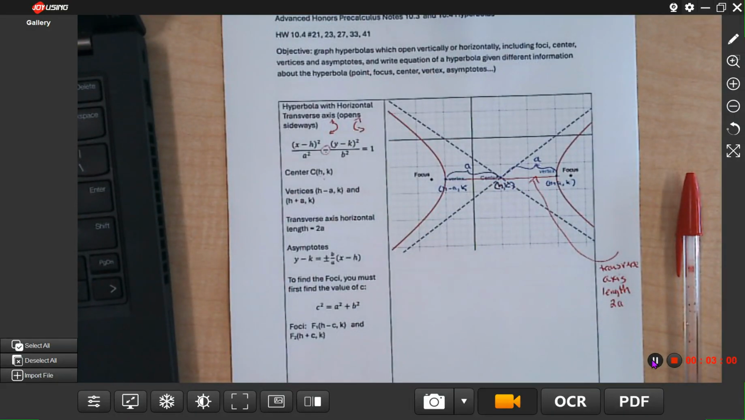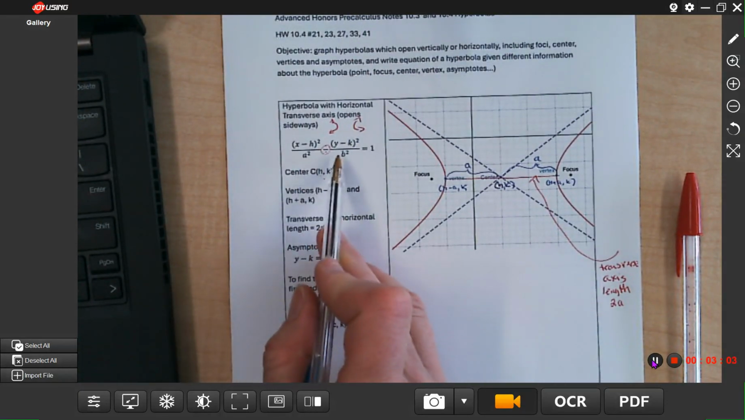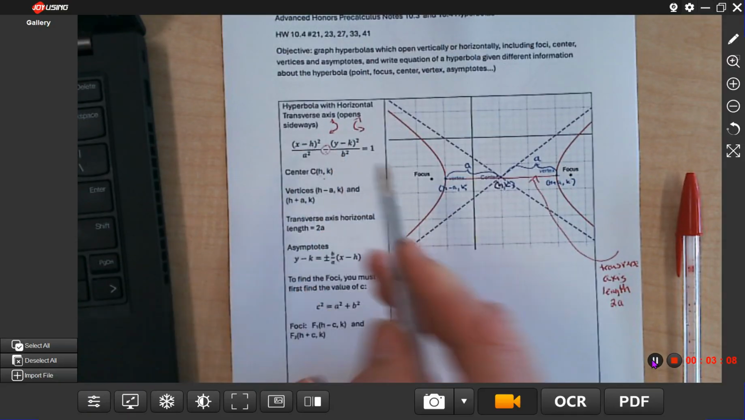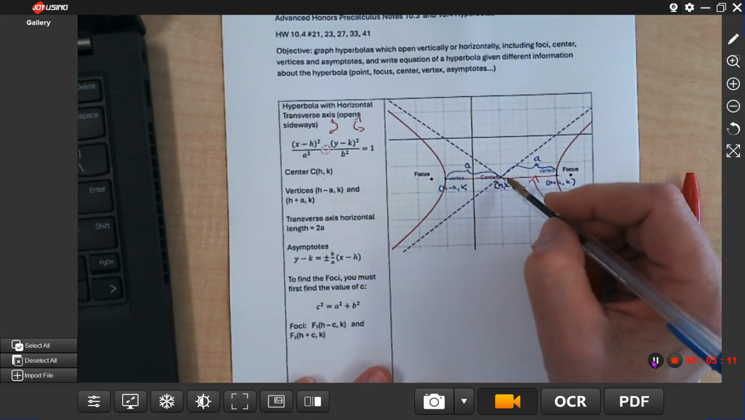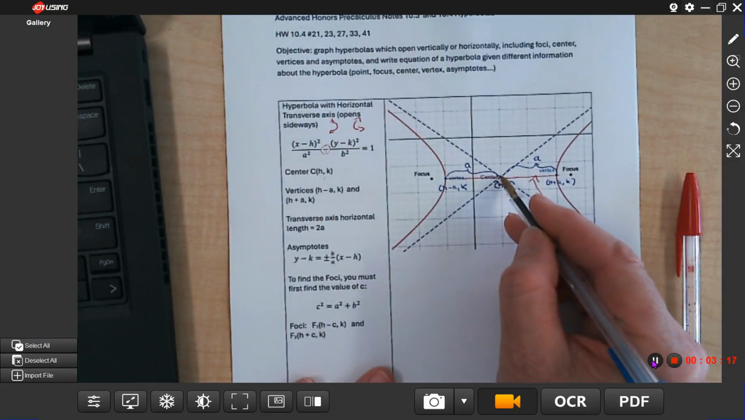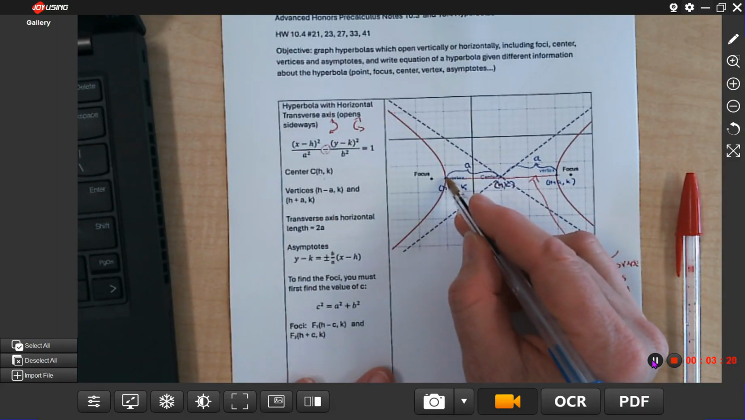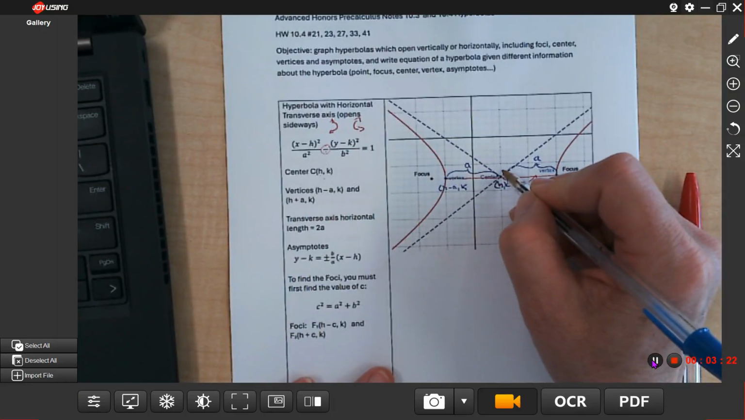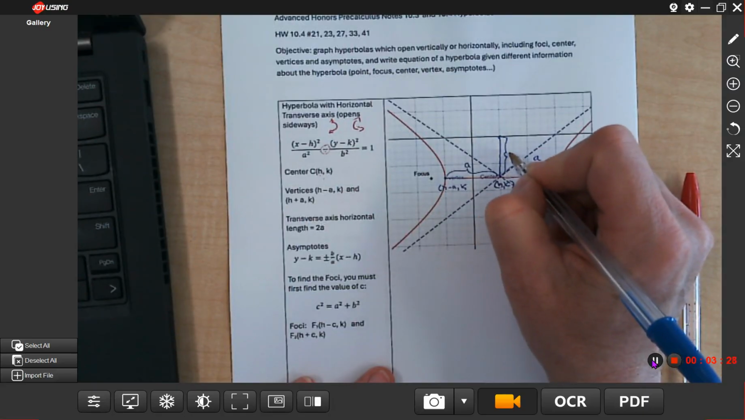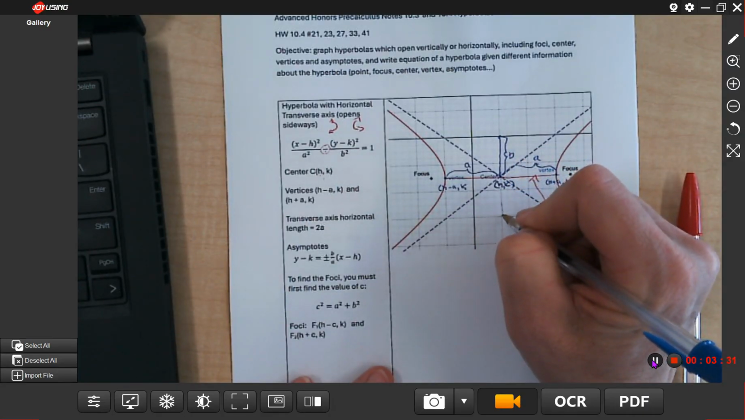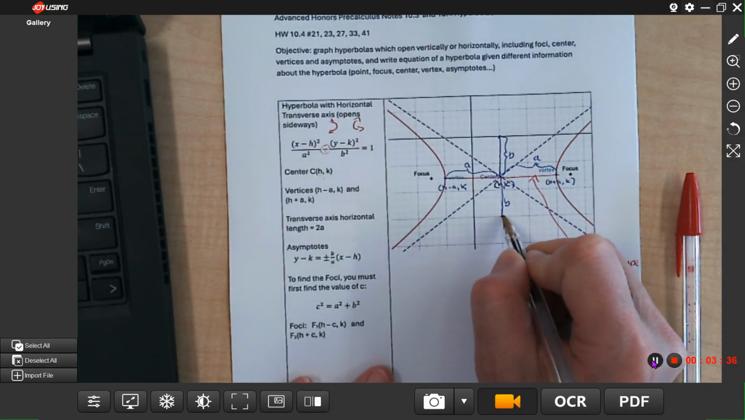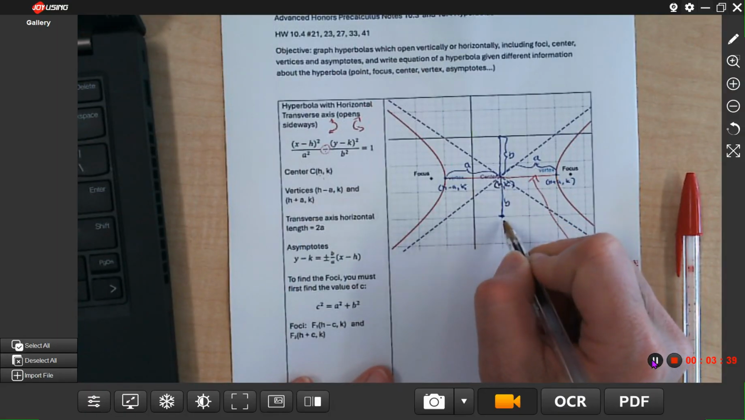Now we're going to use the value of b before we move on. So b is the square root of the denominator of the y term, and that's going to tell us something about the slope of the asymptotes. So one easy way to graph it is to start at the center and go up a distance of b, just like we went left and right a distance of a to plot the vertices. So I'm going to go up b, so that distance is b, and then I'm going to go down a distance of b from the center. So that's a distance of b.